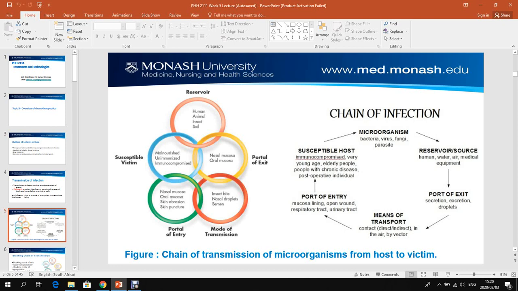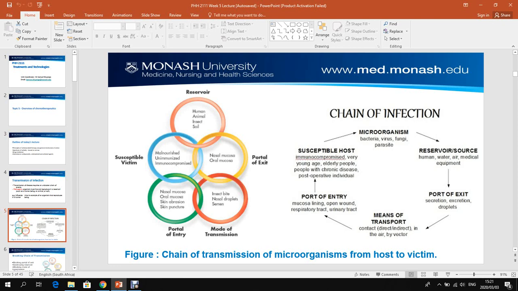And they find themselves out of the body via a port of exit. As we said earlier, it can either be secretions, nasal mucosa, oral mucosa, or excretions. And eventually they find themselves in some form of transport system, either through contact, directly or indirectly. They can be in the air, for example, when someone sneezes, those fine droplets are carried by the wind, travel long distances and may land on susceptible human beings.